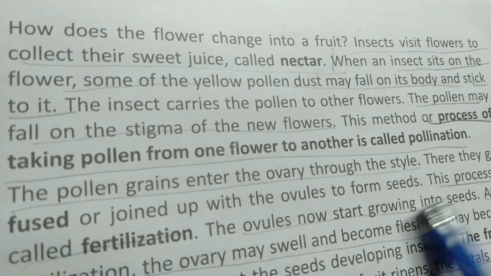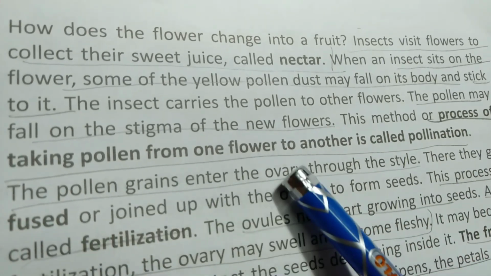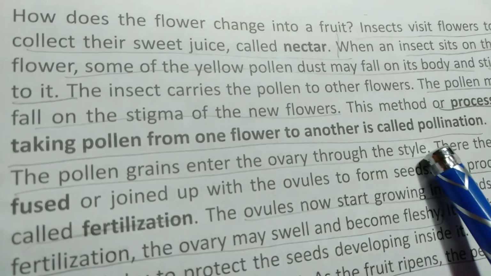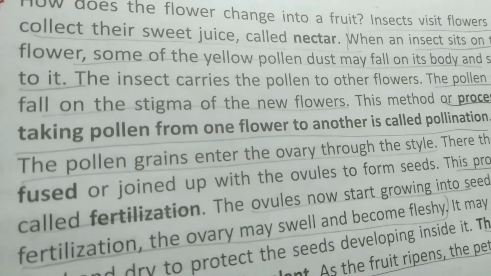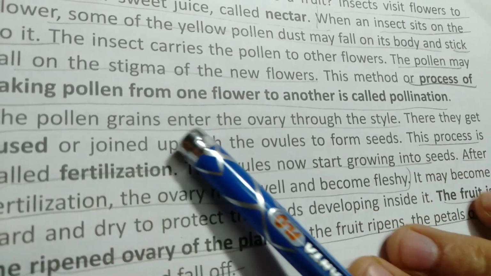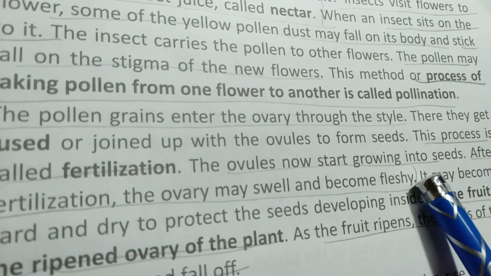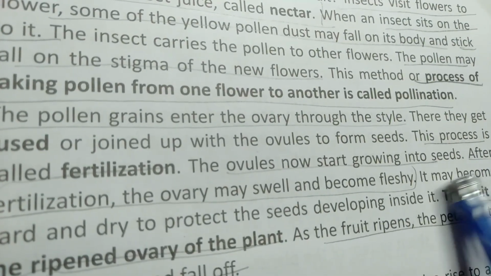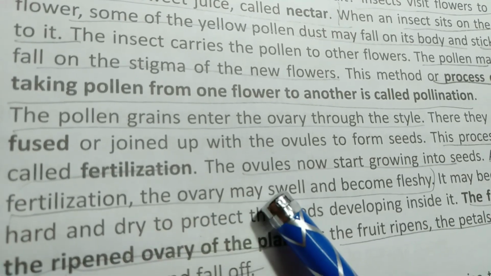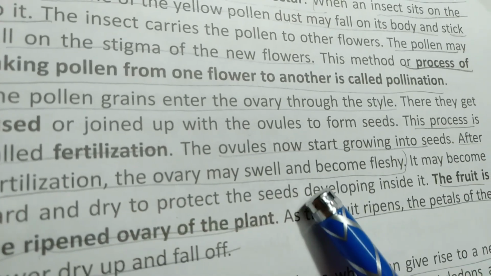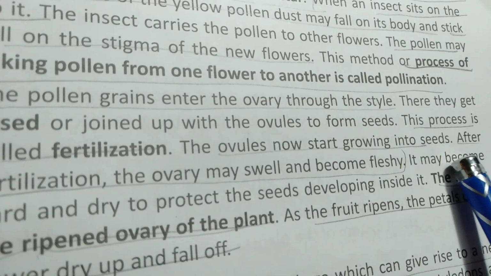This process of taking pollen from one flower to another is called pollination. The pollen grains enter the ovary through the style. This process is called fertilization. The ovules now start growing into seeds.